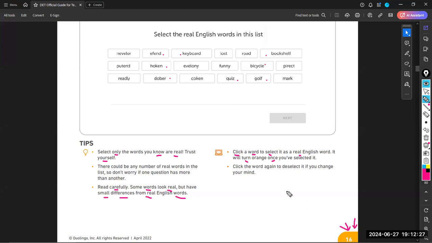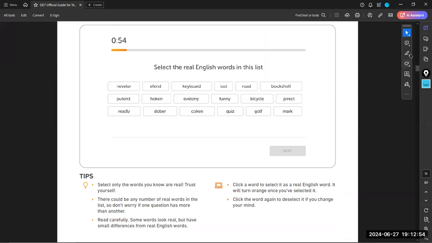And if you want to change your mind, maybe you think that this word is real, but then you say, no, it is not real, you can press the word again. Click the word again to deselect it if you think that it isn't a real word. That's good. Exactly. So this is the module. It is easy.